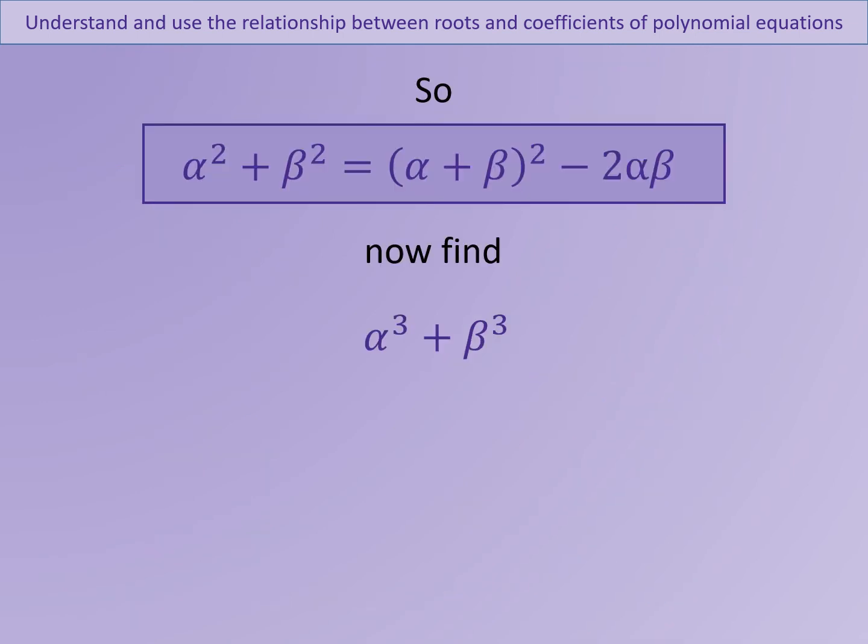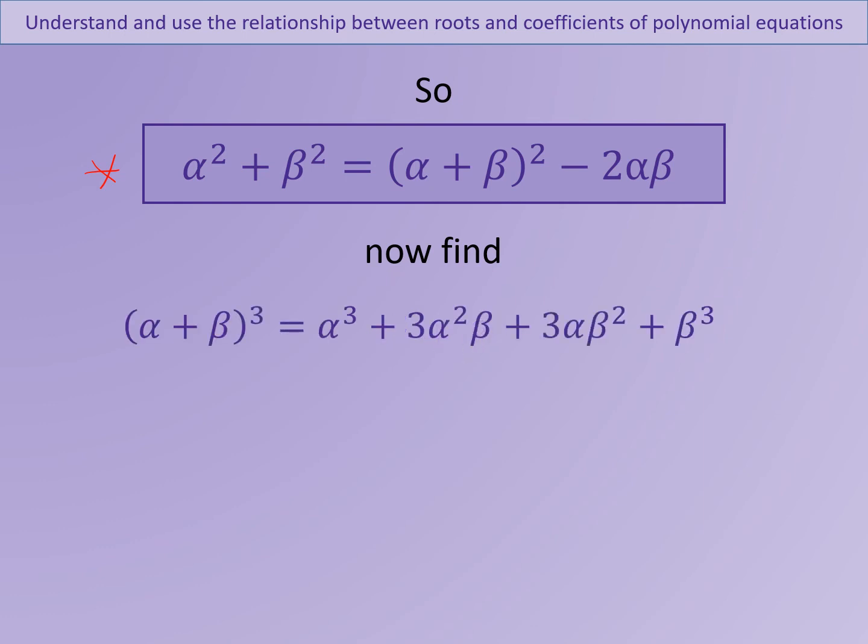Now you'll want to write this one into your notebooks. Make sure that you have this nice and clear. So alpha squared plus beta squared is equal to alpha plus beta all squared minus 2 alpha beta. You do need to learn that. But now we can also have a look at alpha cubed plus beta cubed. And these help us later on as we're trying to solve some more complicated problems.